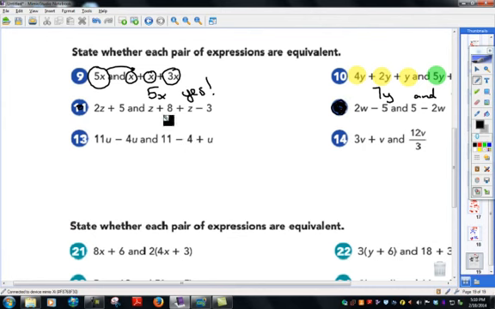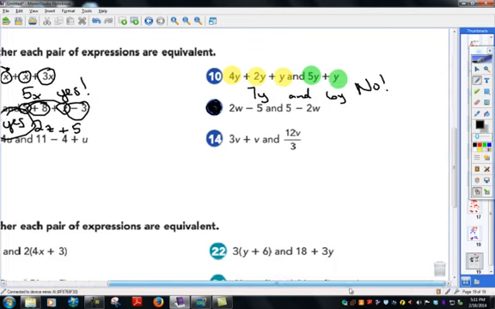Over here, I'm going to combine like terms. I've got a z and a z, and then I have positive 8 and minus 3. I have 2 zebras now, and then 8 minus 3 would give me plus 5. So yes, those are absolutely equivalent.